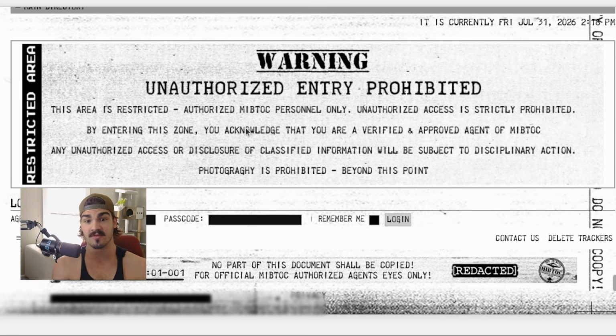This area is restricted. Authorized MIBTOC personnel only. Unauthorized access is strictly prohibited. By entering this zone, you acknowledge that you are a verified and approved agent of MIBTOC. Now, ladies and gentlemen, thank the Lord, I'm actually a verified and approved agent of MIBTOC.